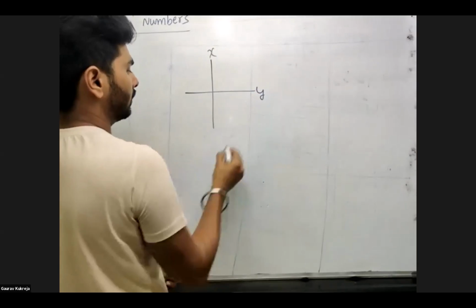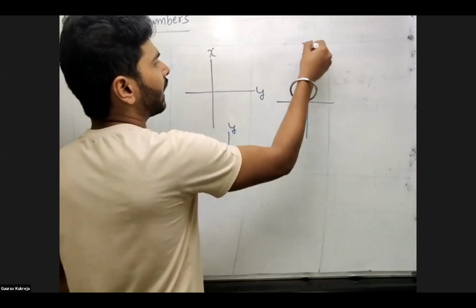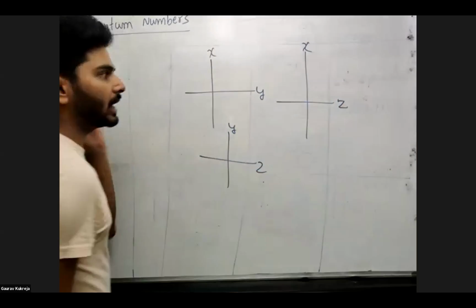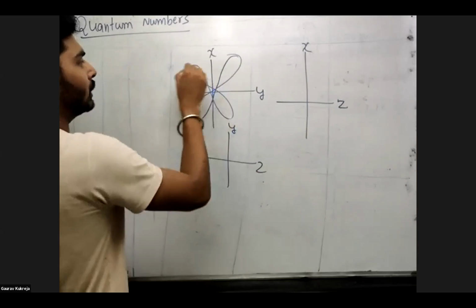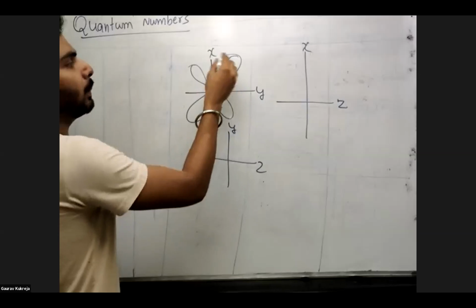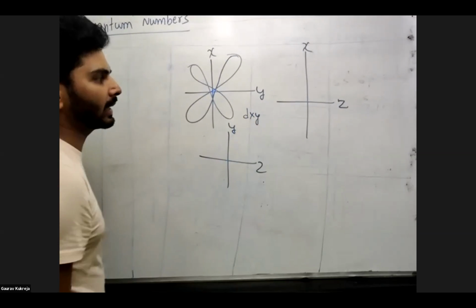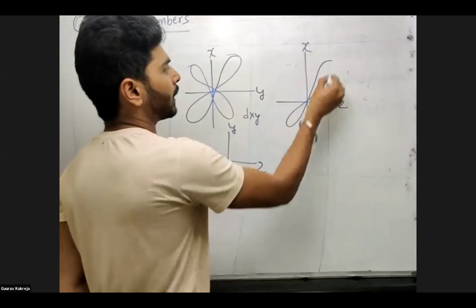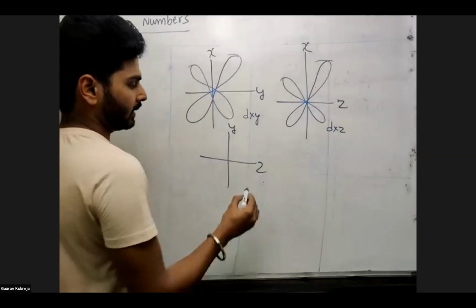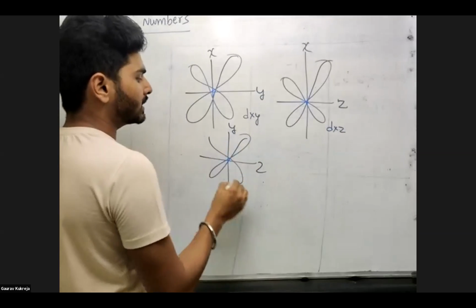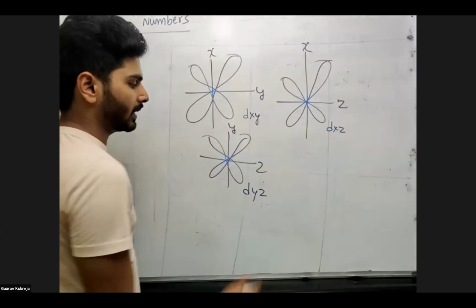X, Y, Y, Z, these are the three different planes. Okay, three different planes. Now, you can show electrons revolution in plane, XY plane. When they are in XY plane, then I will call it as dxy. If the electron present in XZ plane, then it will be called as dxz. If the electrons are present in YZ plane in double dumbbell manner, then they will be called as dyz.